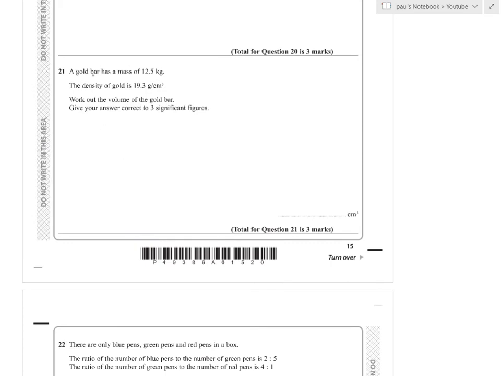A gold bar has a mass of 12.5 kilos. The density of gold is that. Work out the volume of the gold bar. So the density equals, it's giving you the clue there, look, the mass divided by the volume. We've got to work out the volume of the gold bar. So turn it upside down: it's the mass divided by the density.